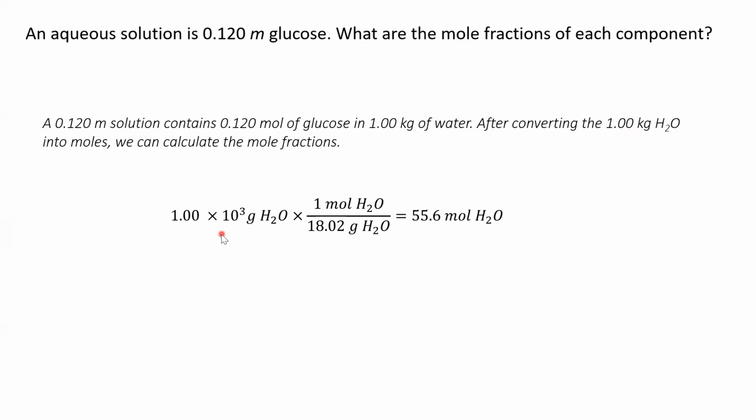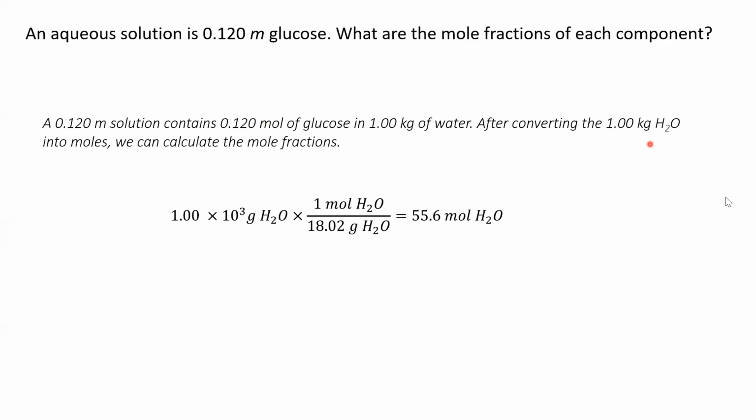So 1 kilogram is 1,000 grams, 1.00 times 10 to the third grams. And there's 18.02 grams per mole. So we've got 55.6 moles of water. So we know the moles of glucose. We know the moles of water. We can figure out the mole fraction of glucose, and we can figure out the mole fraction of water in that solution.